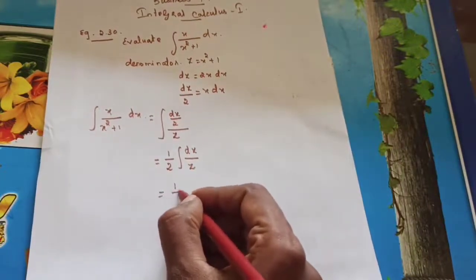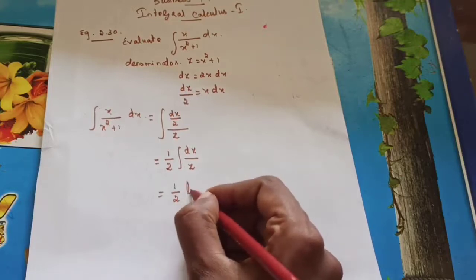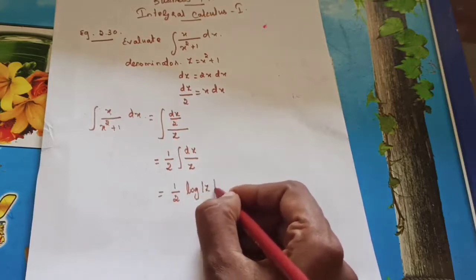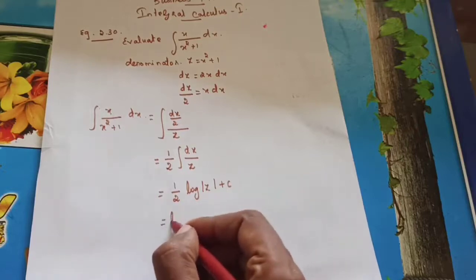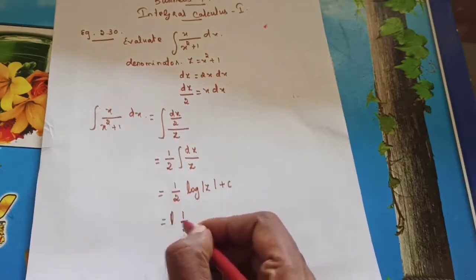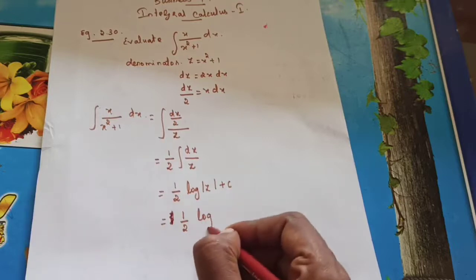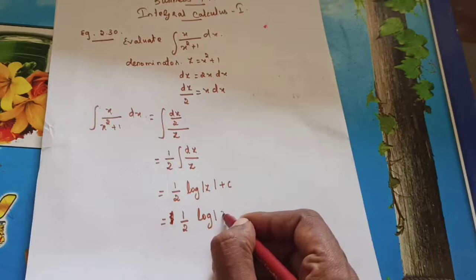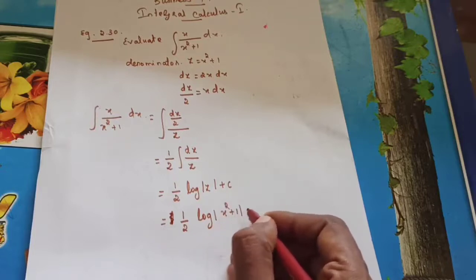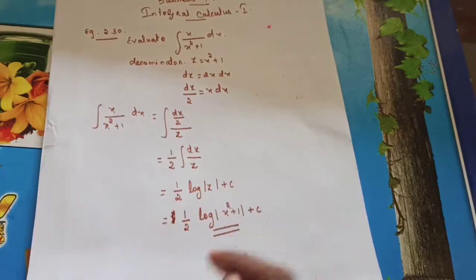You have learned already, that is 1 by 2 into log of mod z by c. Okay, that is equal to 1 by 2 into log of mod z, what is the value of z? You can substitute x square plus 1 plus c. Have you got it? Very easy. Okay, shall I repeat it again?